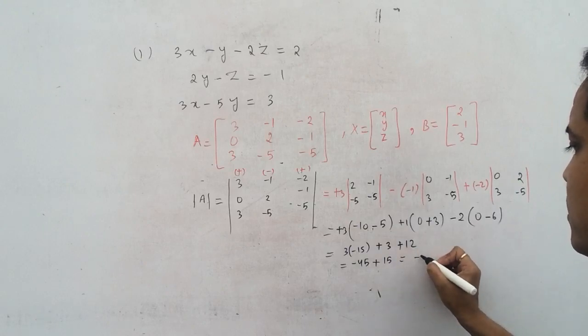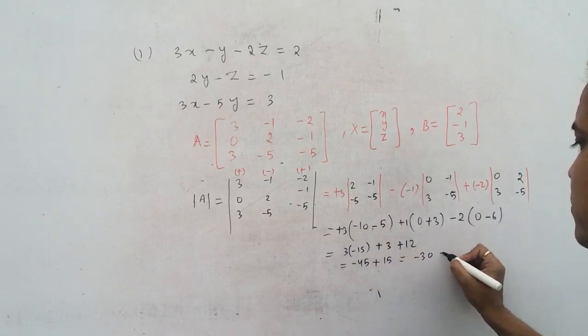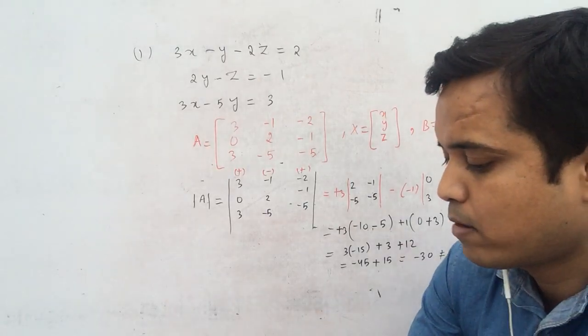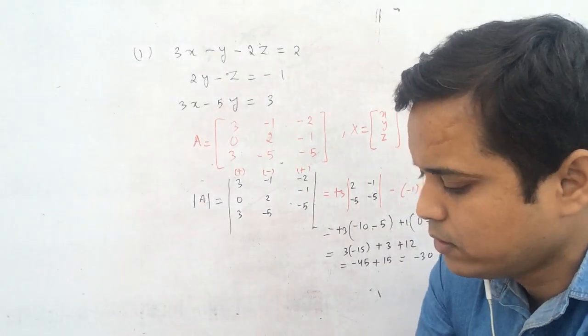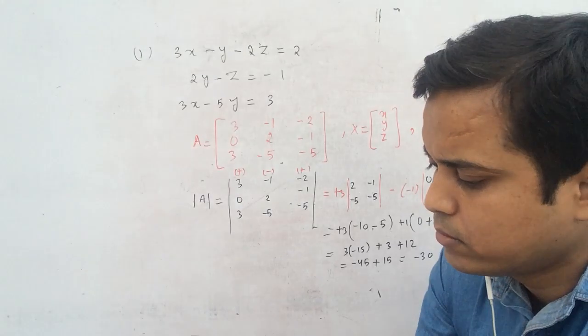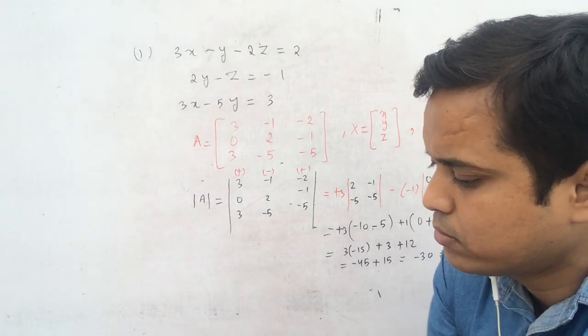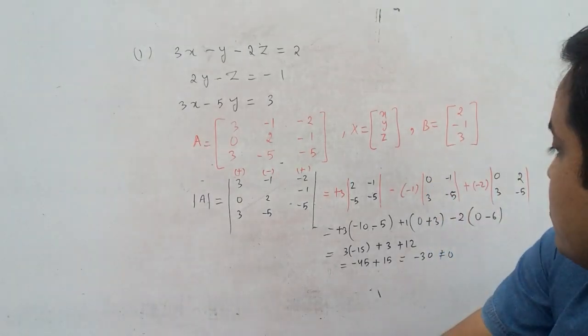So what is the answer? -30, which is not equal to 0, non-singular. Okay. So it is -30 or not? I don't know. Or it is wrong. What is this?